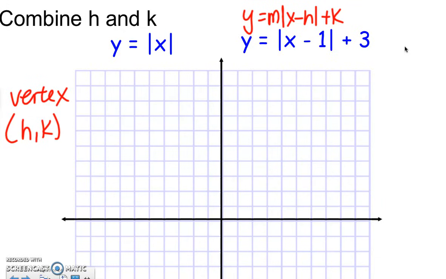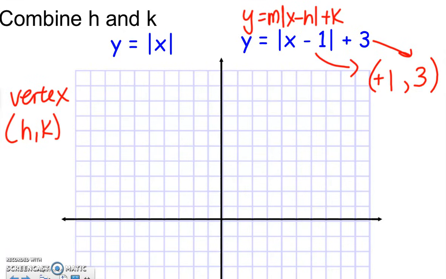So the 3 is going to be my k, and so that's going to go on the outside. Remember, that doesn't change the sign or anything. To find the h, I am going to change the sign to a positive 1. Okay? So my vertex would be a positive 1, positive 3.